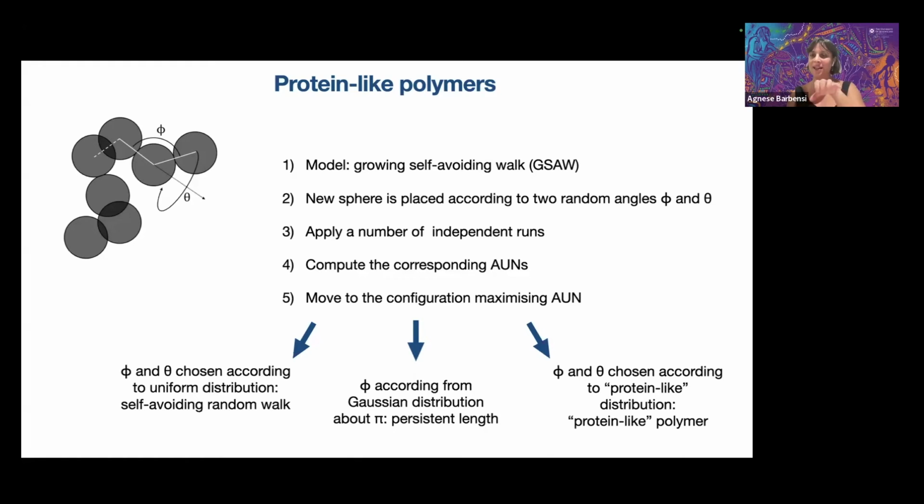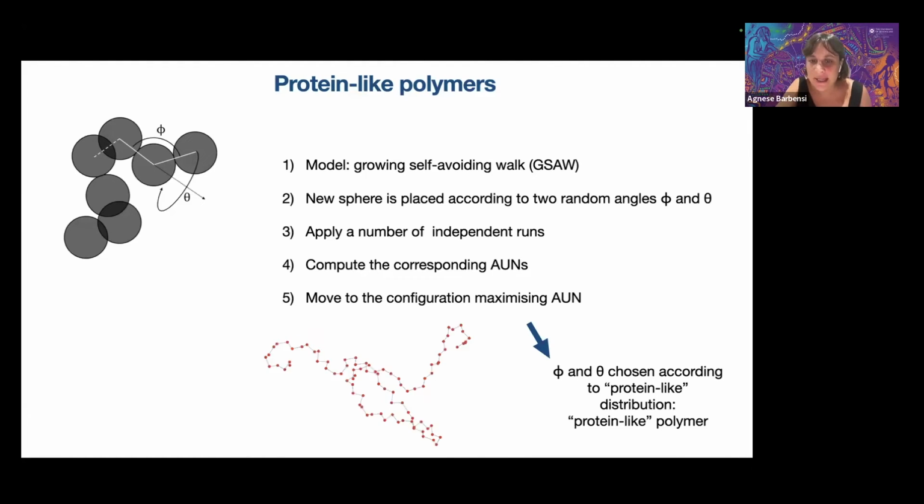Or we can choose phi and theta according to a protein-like distribution to get a protein-like polymer. And in this case, what we did specifically was look at a number of non-redundant protein structures, get the distribution of these angles, and then we would pick randomly the two angles, the pair of angles, from these paired distributions. Does it make sense? Does it answer your question? Yes. Perfect.